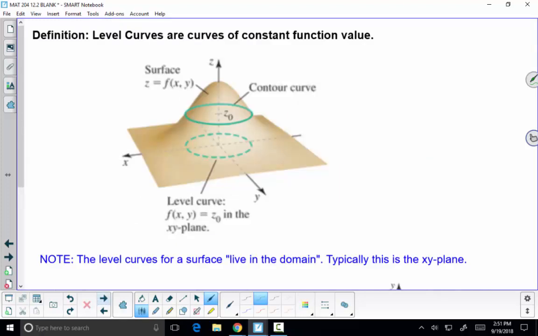When we imagine our mountain here, if we imagine the cross section at z equals z naught, so if we take the plane at z naught and intersect, we get that circle. They call it a contour curve if the curve is floating up there on the surface. We're not really going to deal with that. We're more curious about what the projection is down into the xy plane. This is the level curve right there, down in the xy plane. So level curves are always going to live down in the domain. Curves of constant function value, they're going to be down in the domain.